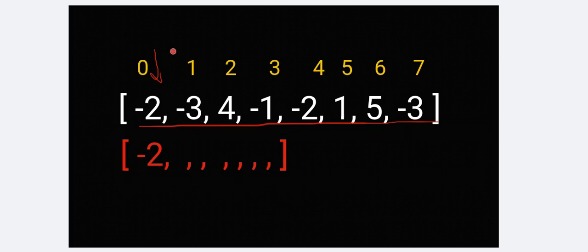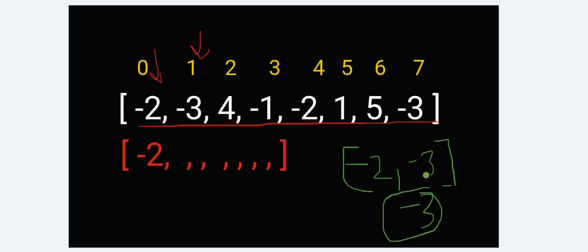Then I can ask myself, what is the maximum sum that I'll get if I end at minus 3? Now if I end at minus 3, I have two options. Either continue with my previous subarray, in which case I'll have to add minus 3 to it, or I can start afresh with minus 3.